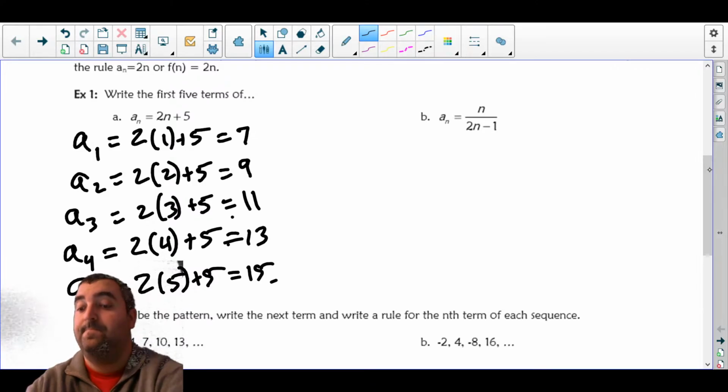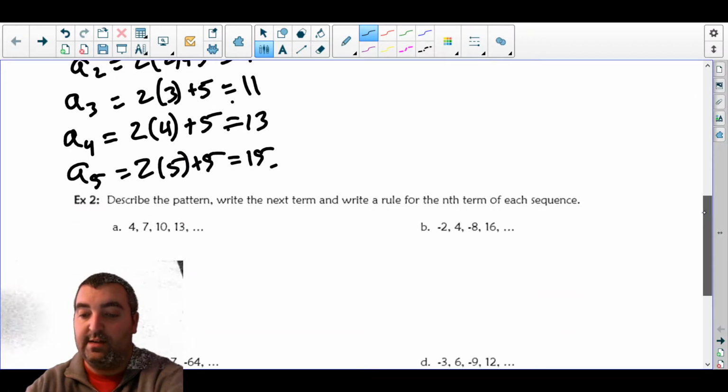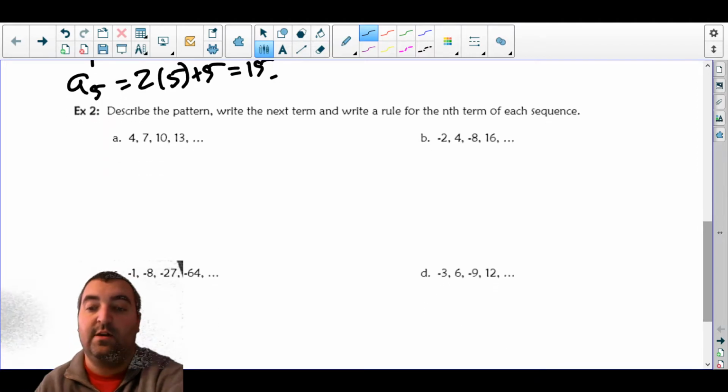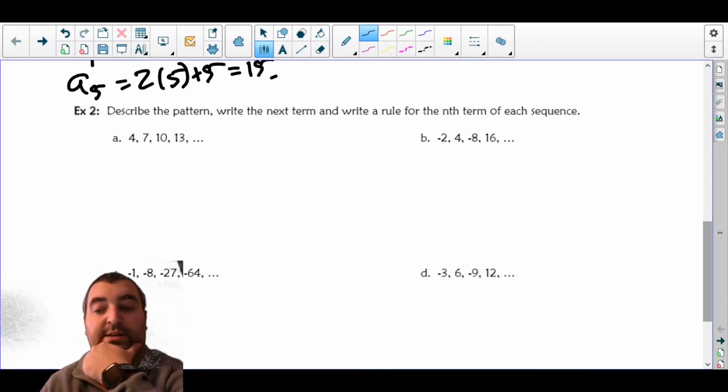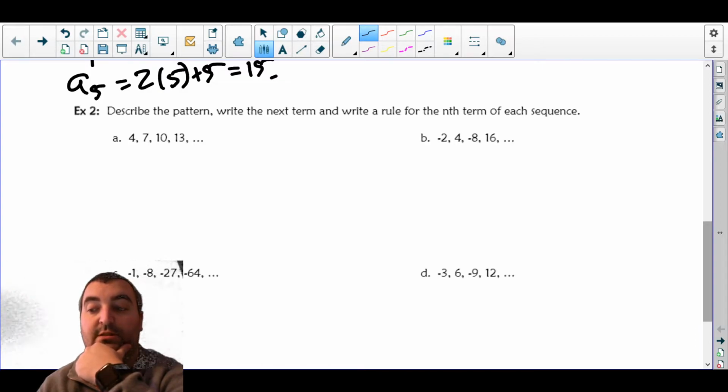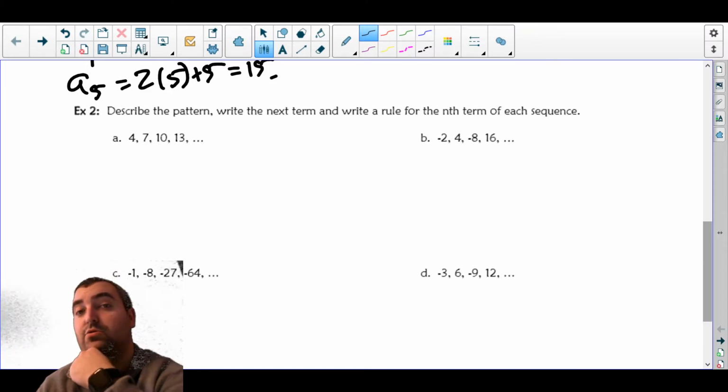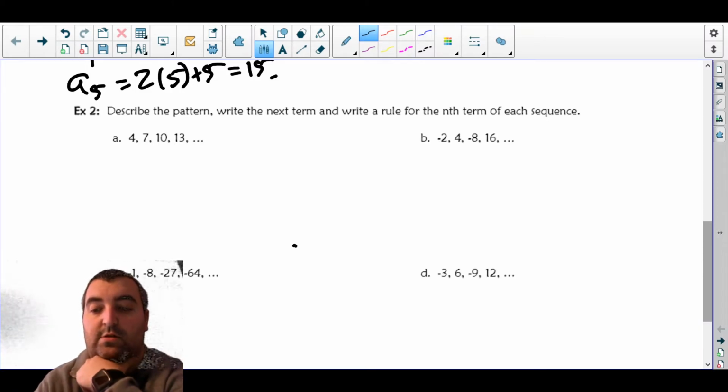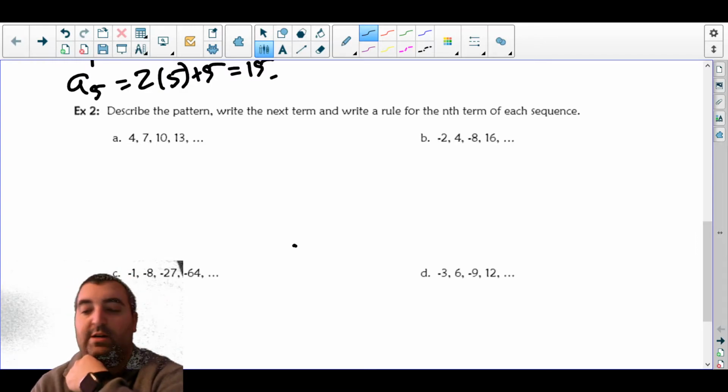Alright, cool. So hopefully you did it, and we're going to move on to example 2 here. So here's going the other way. It says describe the pattern, write the next term, and write a rule for the nth term of the sequence. So usually describing the pattern's not too difficult. You just look, like I said, it's not always multiplication, not always addition, not always subtraction, but it's usually not too difficult, at least in our class.